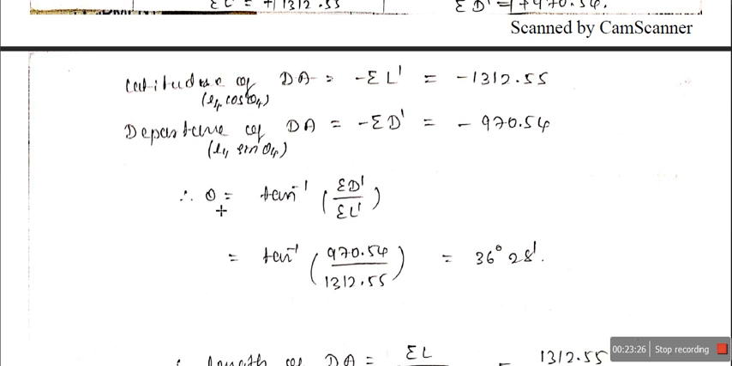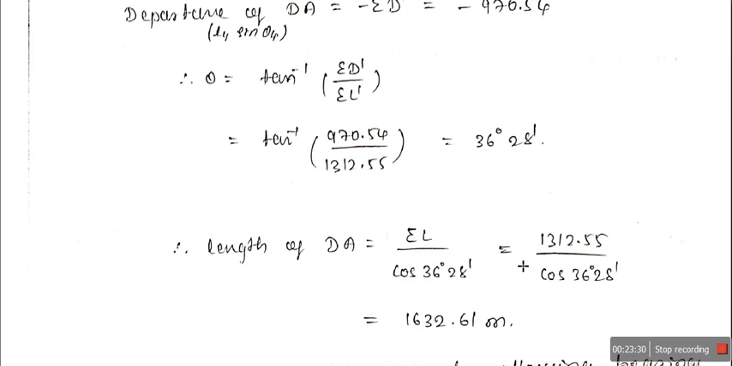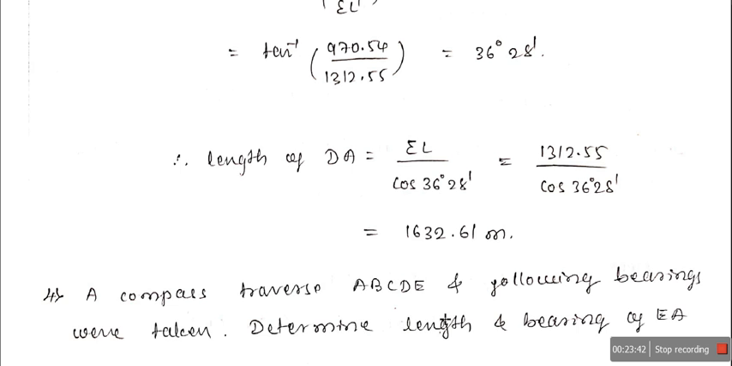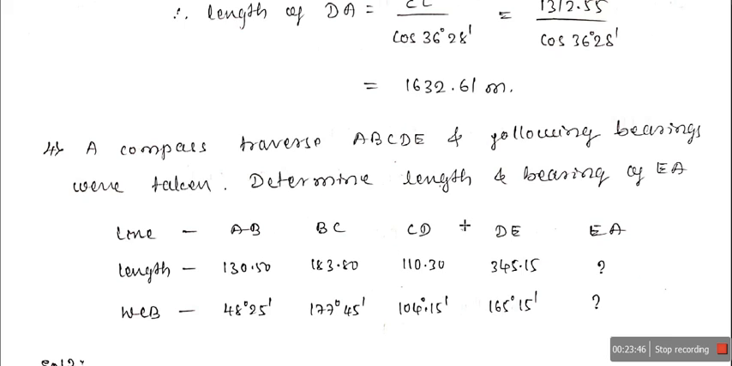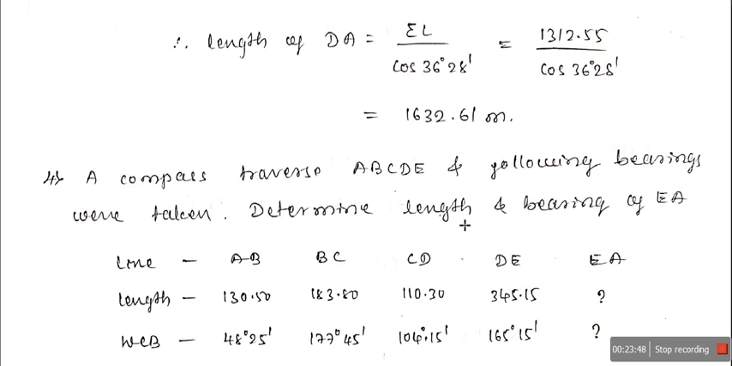So by using this formula, we are getting theta is equal to 36 degrees 28 minutes. Put this theta value in any equation, and we will get the length of the line dA is equal to summation of dL divided by cos of 36 degrees 28 minutes. Simplify this one, and we will get the same length. This is one example.